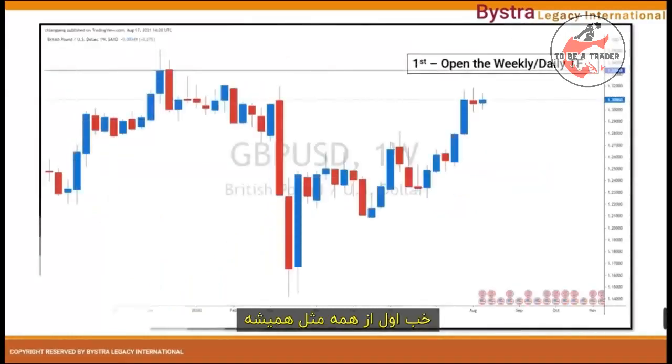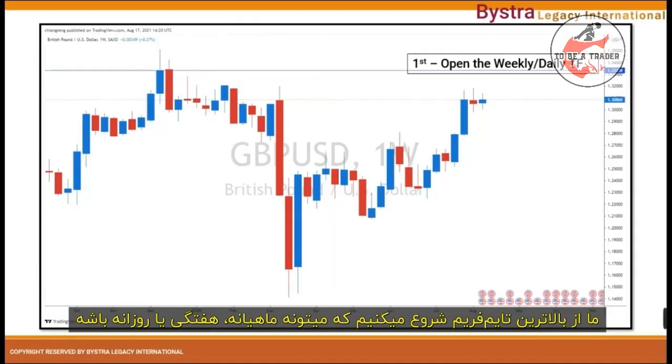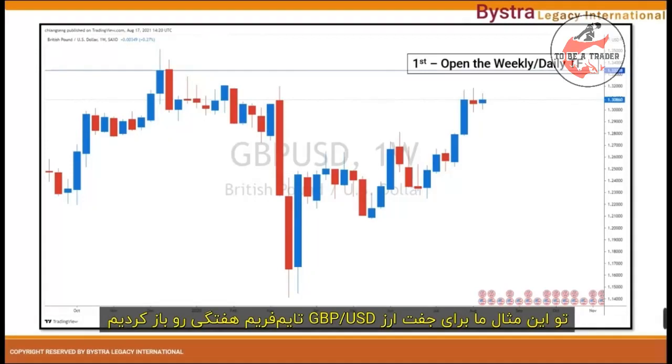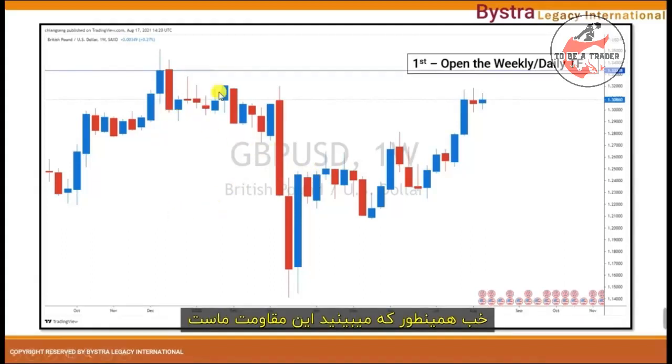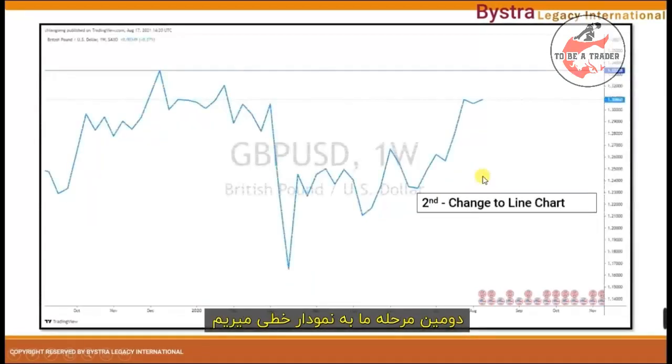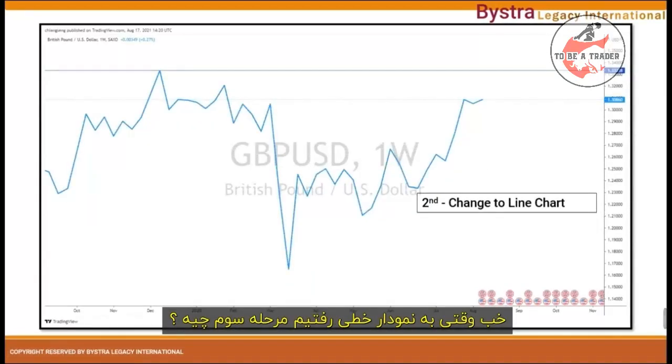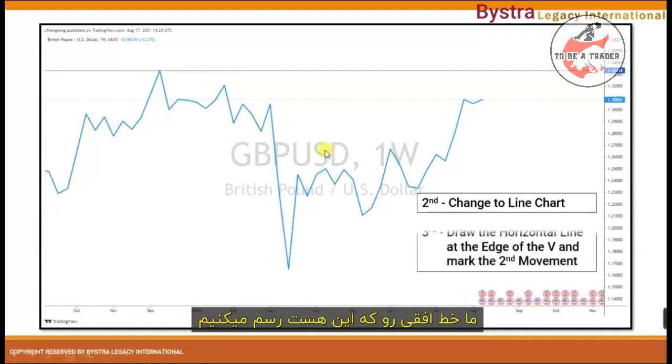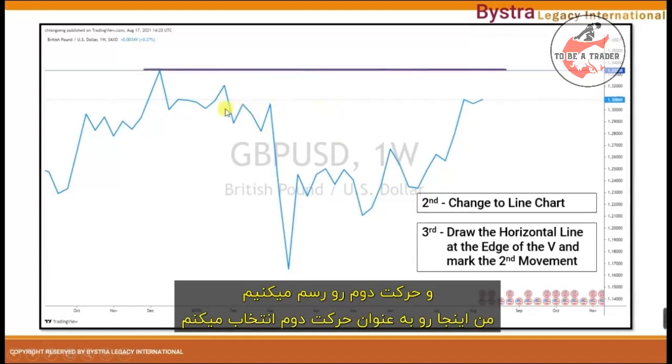So first of all, guys, as always, we open up the highest time frame, which is the monthly, weekly, or daily. In this case, we open up the weekly time frame for the pair of GBPUSD. So as you can see, this will be our resistance. Secondly, we go to the line chart. So once we go to the line chart, what is the third step? We mark the horizontal line, which is this one, and mark the second movement.